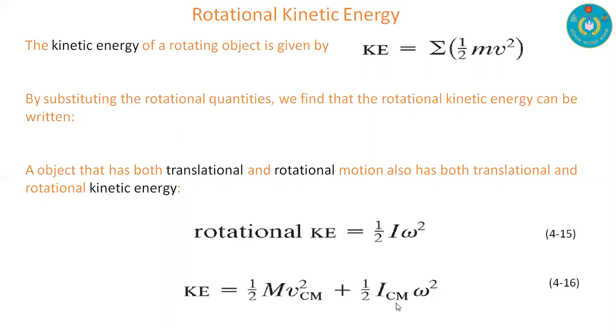Here v is the velocity of the center of mass, and I is the moment of inertia, that is I_CM, where the mass is concentrated in a point, and that is the center of mass of any object. And for this object we have the equation, we have moment of inertia I_CM.